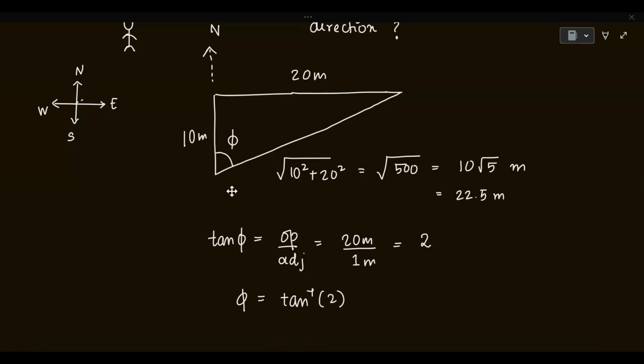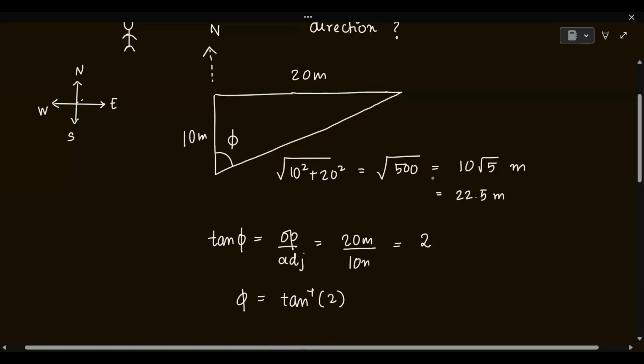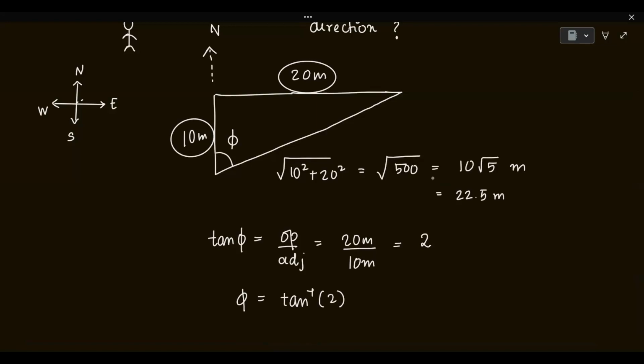Sine 20 by 10, not 20 by 1. Sir, 20 by 10, not 20 by 1. Oh, did I write 20 by 1? Oh, yeah, sorry. 20 by 10. This is 20. This is 10. Okay. 20 by 10 is 2.